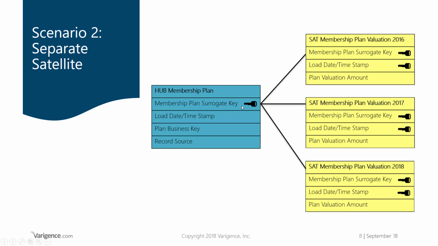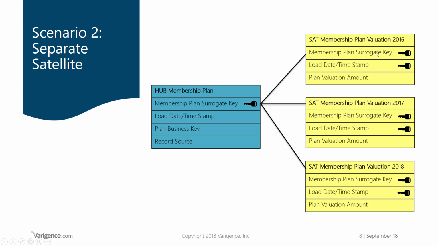The second scenario, as explained in Grunt's blog, is where you split out the satellites per address type, or per type. So what you have here is plan valuation 2016, 2017, 2018, and the benefit of that is obviously your context is now associated with the key.